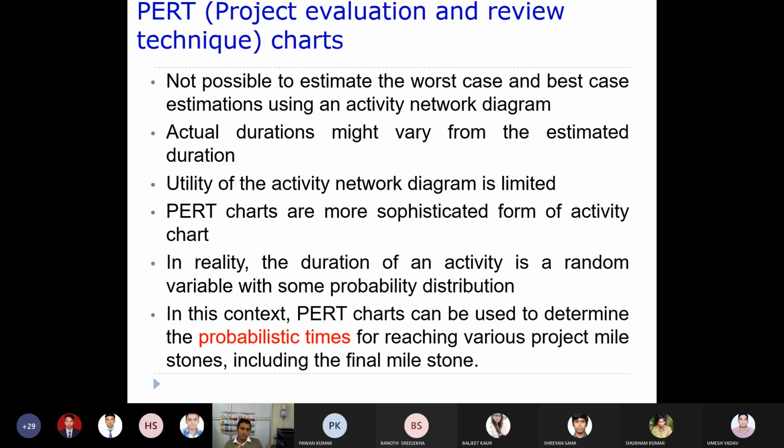In this context, a PERT chart can be used to determine the probabilistic times for reaching various project milestones, including the final milestone. If you can define this duration in probabilistic terms, then you can always find, in probabilistic terms, what the project milestone would be for a particular activity or for the whole project. Okay, so that is what we are going to see.